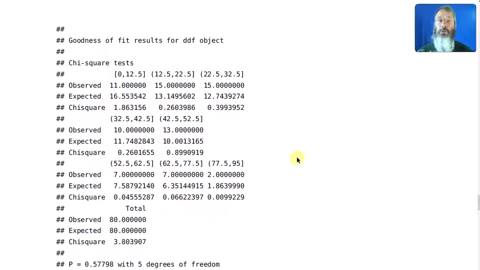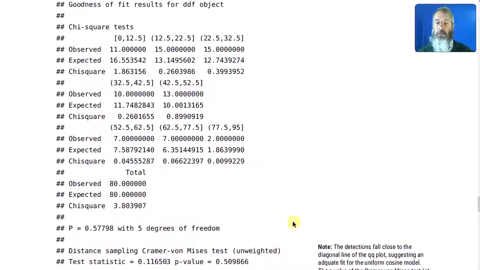And just to demonstrate the consistency between the chi-square goodness of fit results and the Cramér-von Mises goodness of fit results, I see the Cramér-von Mises test also suggests that there's no reason to doubt the adequacy of the uniform cosine model for these data.